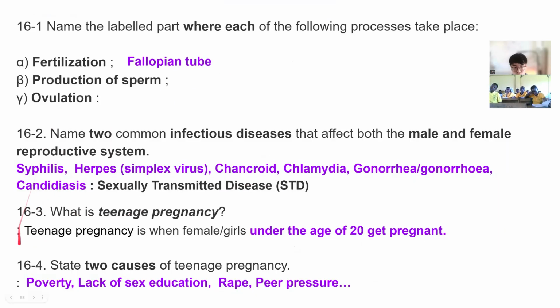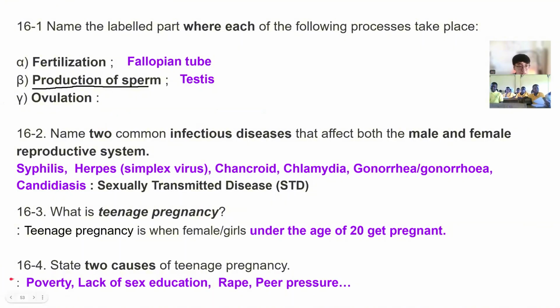Where does production of sperm happen in our body? Oh yes, that's right. It happens in the testes. Great job.